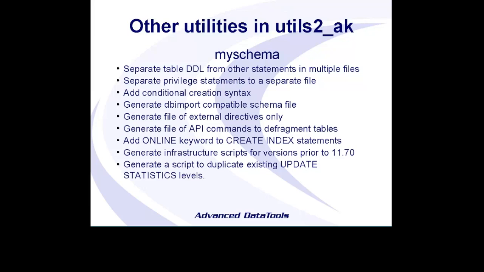You can generate infrastructure scripts just like dbschema -c does. Okay, and you can create them either using API commands or using the command line onspaces and onparams utilities. It will create either kind of script, and you can use it on engines earlier than 11.70, where dbschema does not have support for creating an infrastructure script to duplicate your server. Okay, it will generate a script optionally to duplicate all your update statistics commands, as I mentioned earlier.